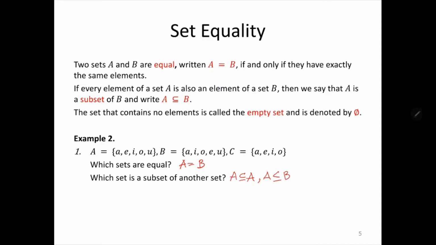What about B? B, of course, similar to A, is also a subset of itself, and B is also a subset of A, because every element of B is an element of A. And what about C? C is, of course, a subset of C itself. It is also a subset of A, and it is also a subset of B. You can see every element, A, E, I, and O, is included in both A and B.